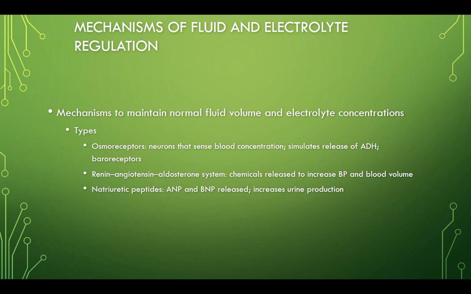Mechanisms to maintain normal fluid volume and electrolyte concentration. There are osmoreceptors, neurons that sense blood concentration and stimulate release of ADH, antidiuretic hormone, and baroreceptors. There's the renin-angiotensin-aldosterone system, chemicals released to increase blood pressure and blood volume. Then there are natriuretic peptides ANP and BNP, released to increase urine production.